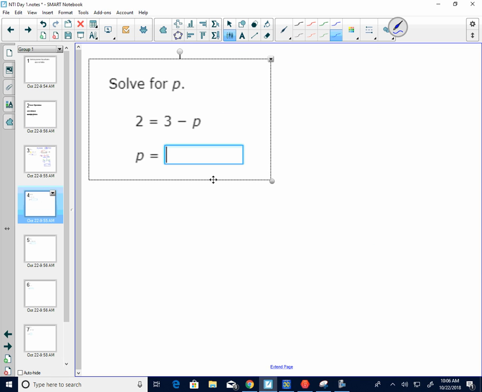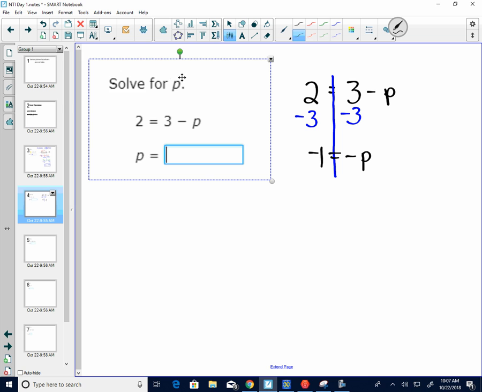Let's look at another example. 2 equals 3 minus p. So what is being done to p? P has a positive 3 being added to it, and it has a negative 1 being multiplied in front of it. So to move this 3 away from p, I need to subtract it, because 3 minus 3 is 0. If I subtract it on the right-hand side of the equal sign, I have to subtract it on the left. So 2 minus 3 is negative 1. So negative 1 is now equal to a negative p.